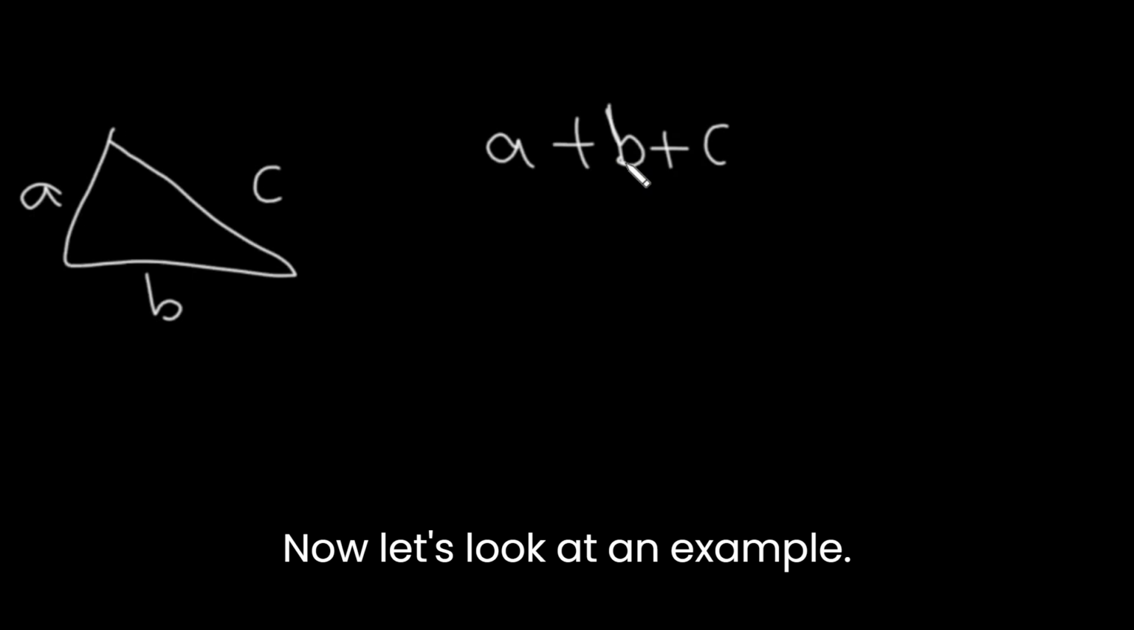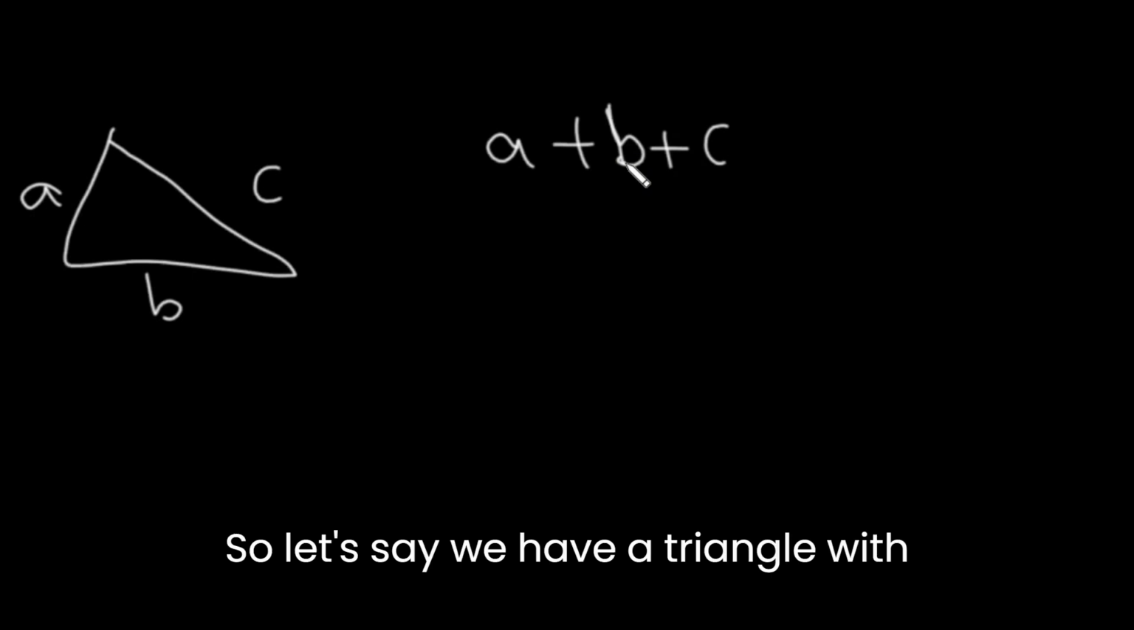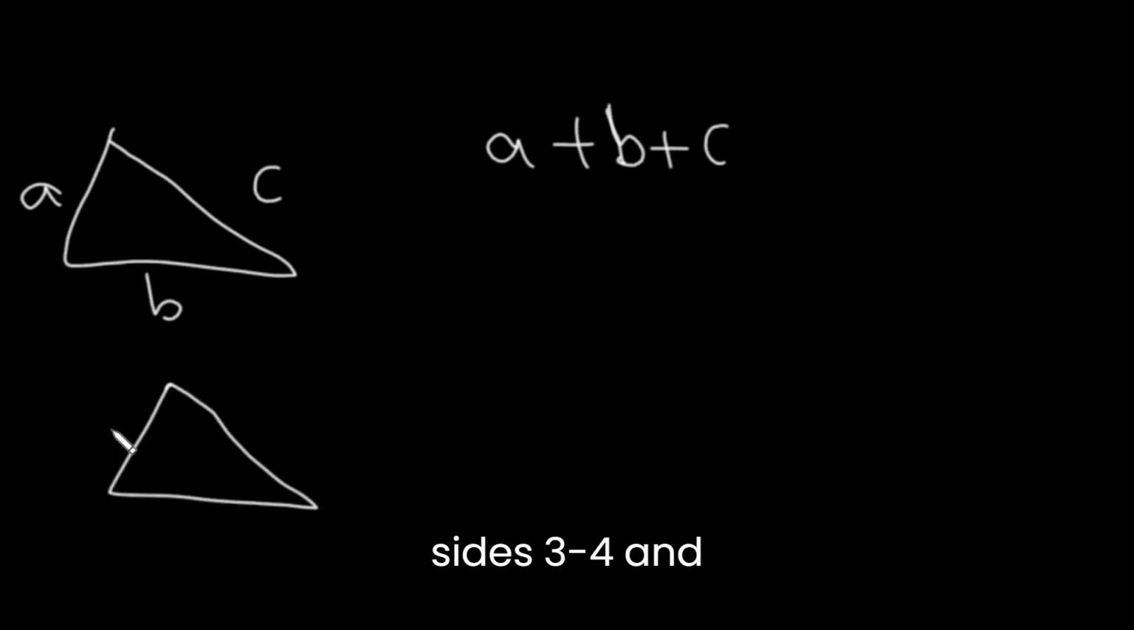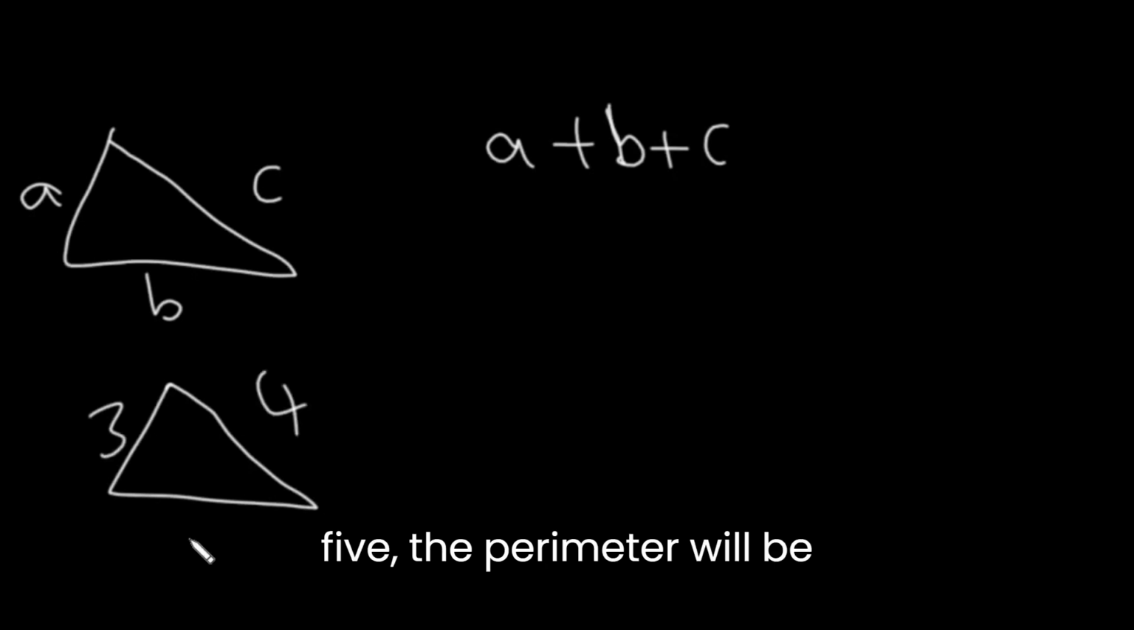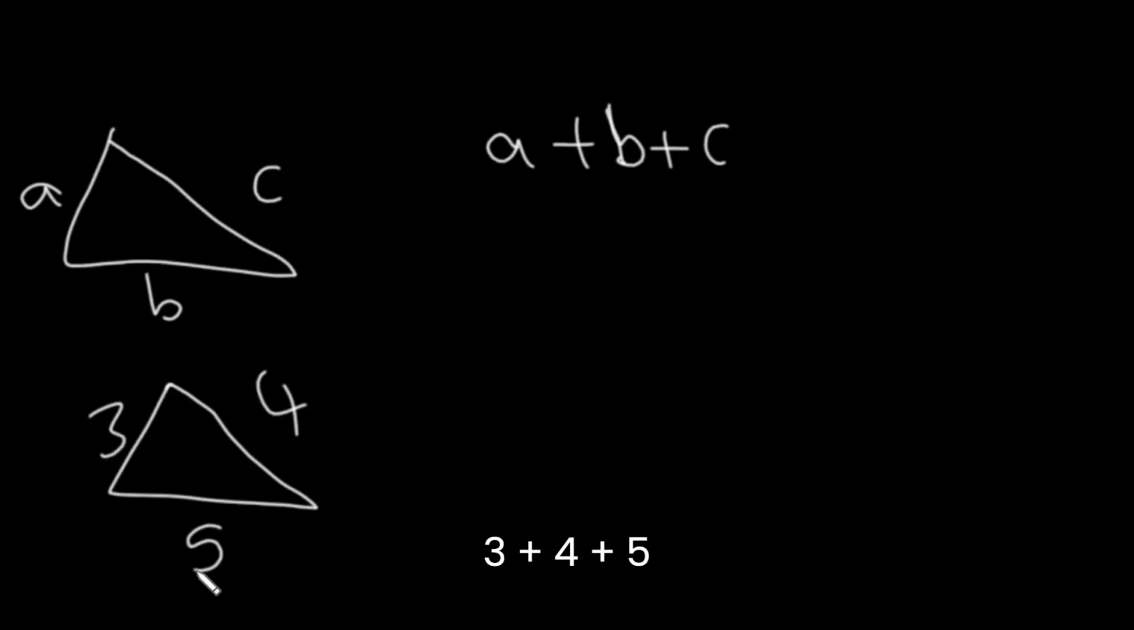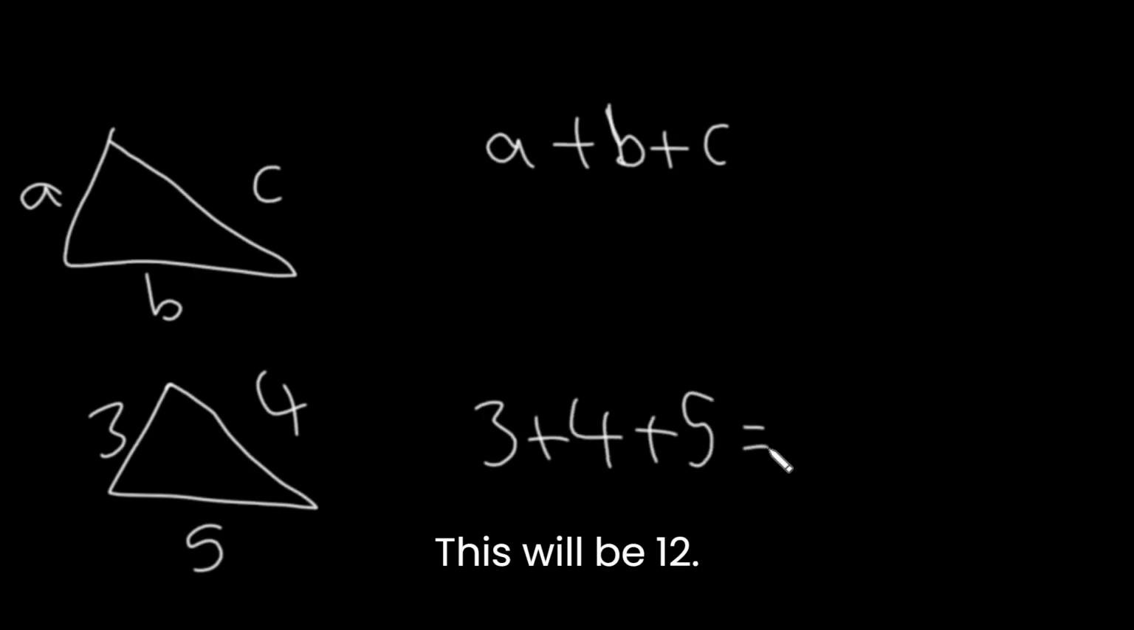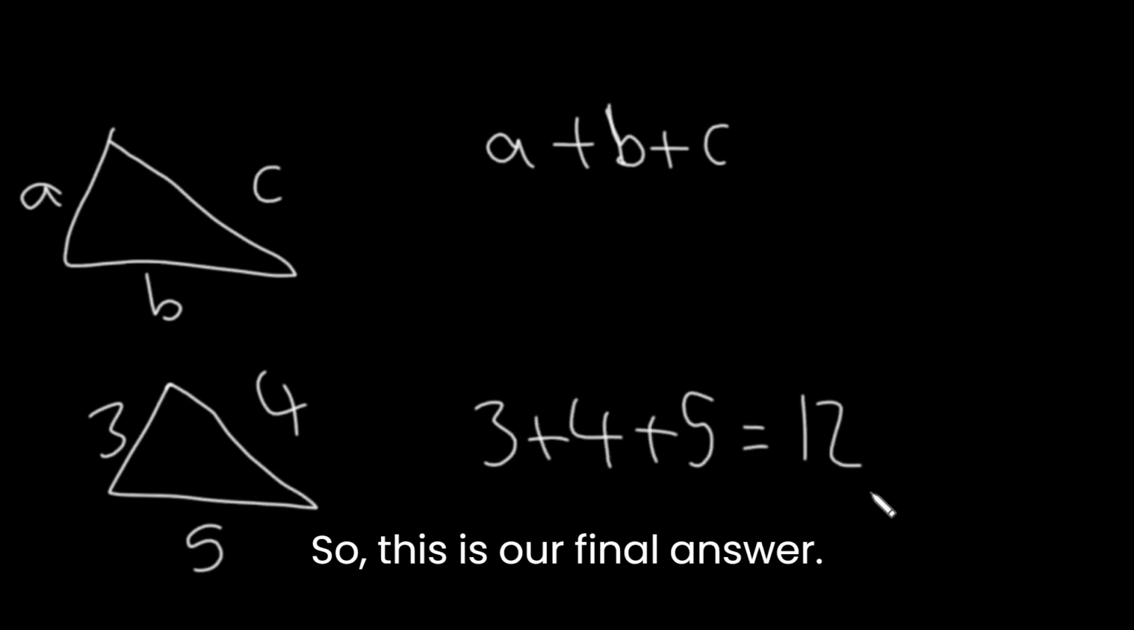Now, let's look at an example. So, let's say we have a triangle with sides 3, 4, and 5. The perimeter will be 3 plus 4 plus 5, so this will be 12. So this is our final answer.